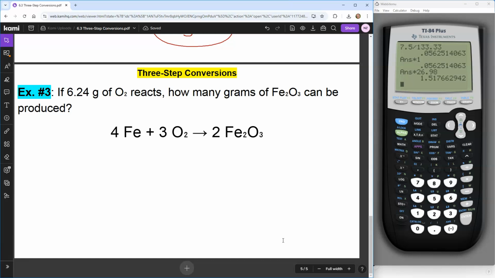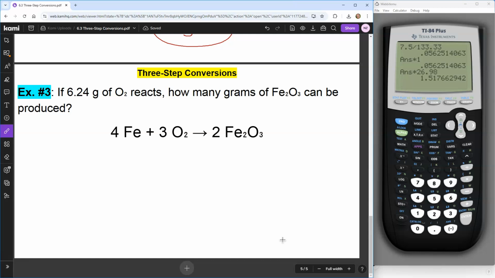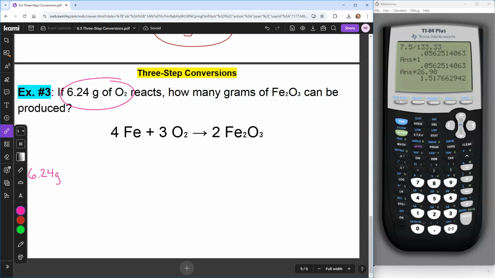And that's fine too. So we're going to start with the given, which is going to be 6.24 grams of oxygen. We're going from oxygen to iron oxide, and we're going to grams of that. So we're going to need 3 steps since we're going from grams to grams.